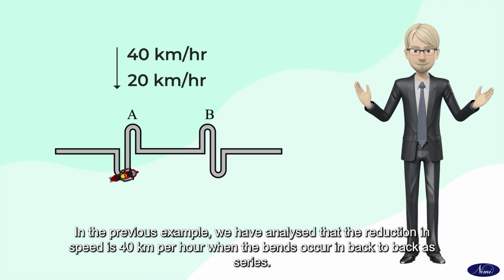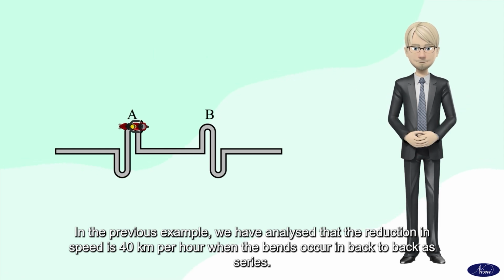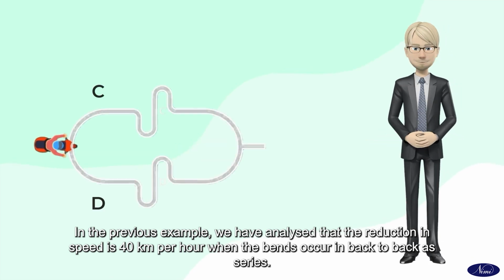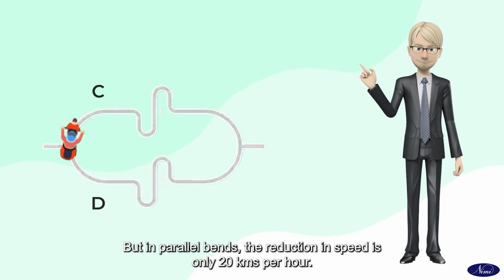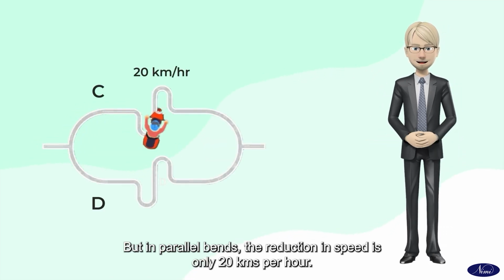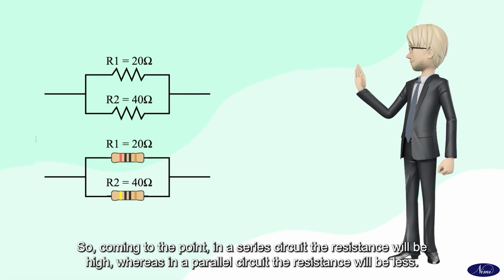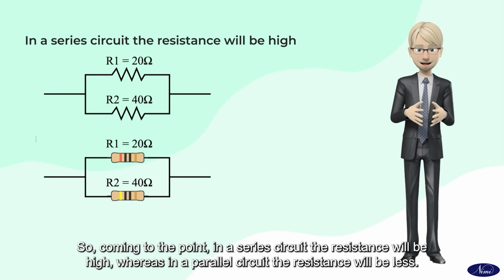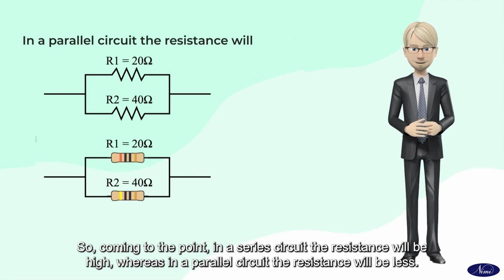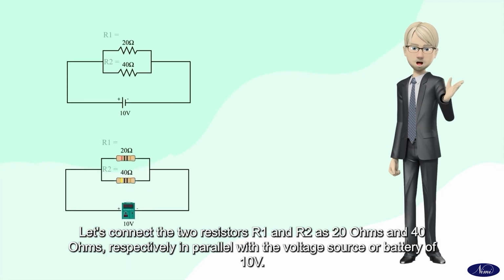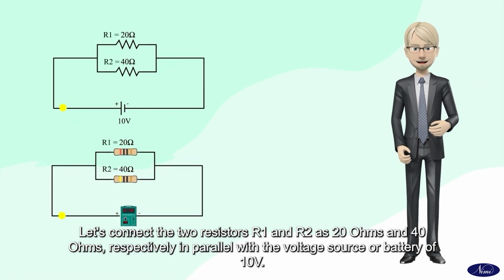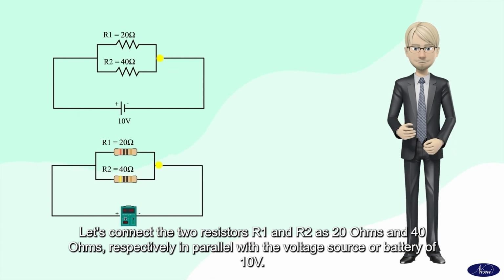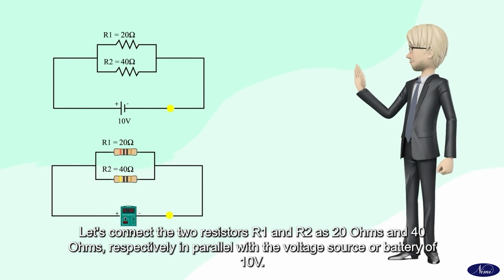In the previous example, we analyzed that the reduction in speed is 40 km per hour when the bends occur back-to-back as in series. But in parallel bends, the reduction in speed is only 20 km per hour. So coming to the point, in a series circuit, the resistance will be high, whereas in a parallel circuit, the resistance will be less. Let's connect the two resistors R1 and R2 of 20 ohms and 40 ohms respectively in parallel with a voltage source or battery of 10 volts.